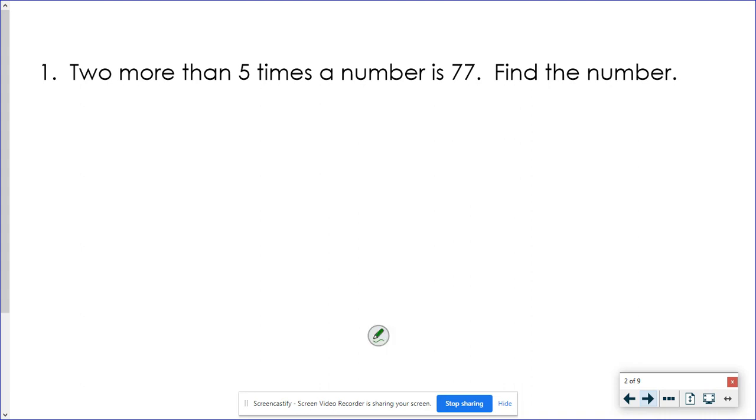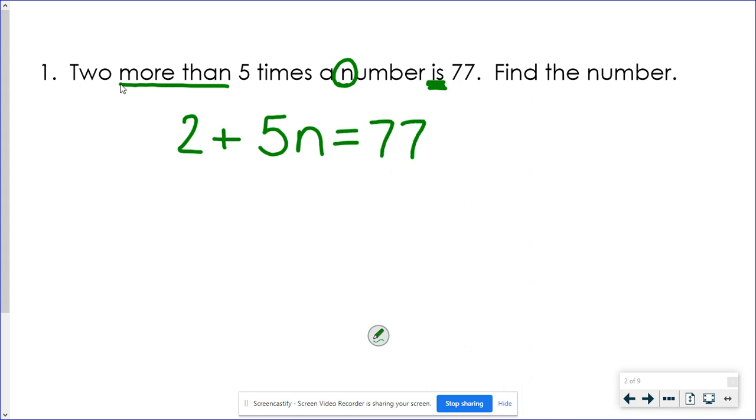Like when I say 2 more than, that means 2 plus, and then I want to say 5 times the number. By the way, I don't care what variable you use. If you use an x or an n or whatever, in this problem, I'm just going to use an n because it's number right there. And 5 times the number I would write as 5n. This word right here, is, it's going to be really, really important. It means equals. Once you have this, you should be able to solve this equation now.